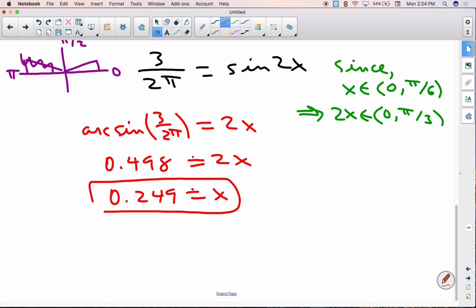Anything else would have been outside the 0 to pi over 3 range. Okay, is that cool? That's a good one to do, especially because you have to solve a trig equation.